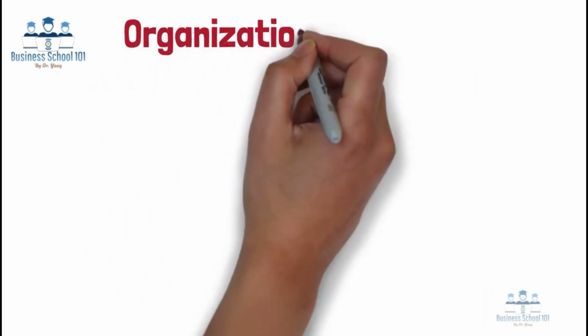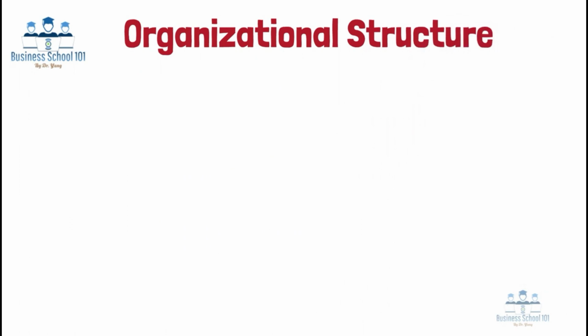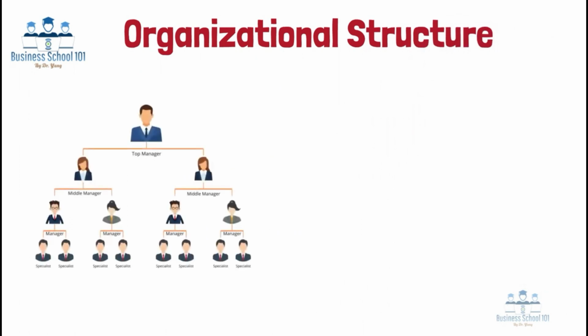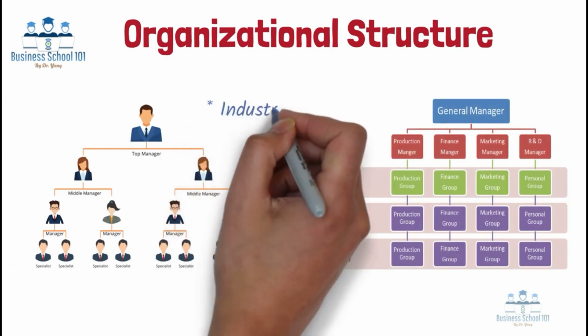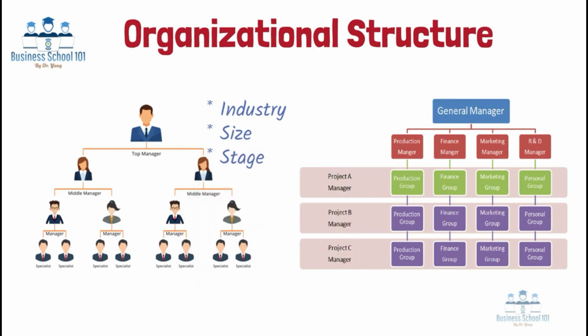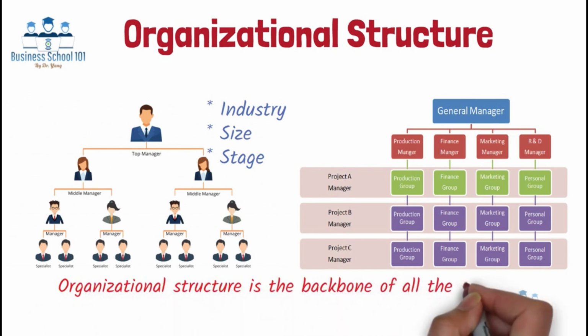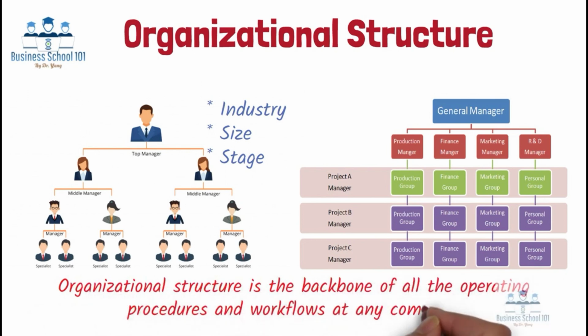The organizational structure of some traditional companies could look like this. However, some technology companies' structures might look like this. In the real business world, depending on the industry, size, and stage, companies could have significantly different types of organizational structures. Organizational structure is the backbone of all the operating procedures and workflows at any company.